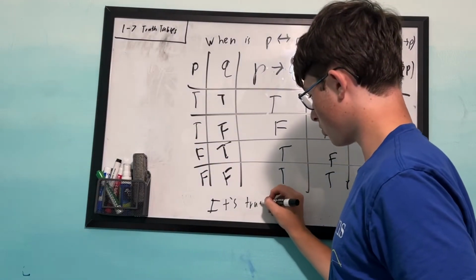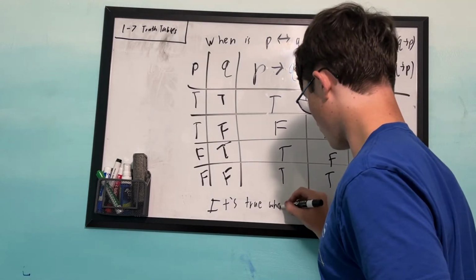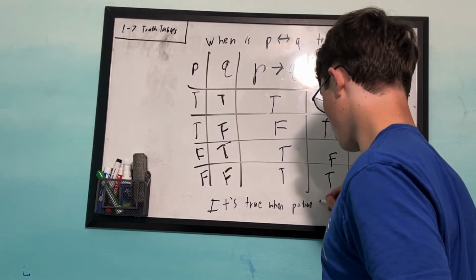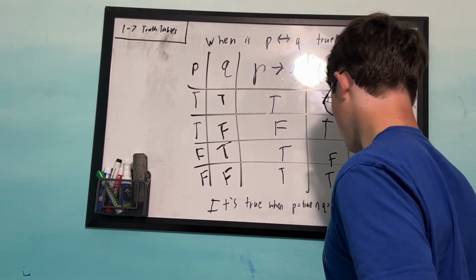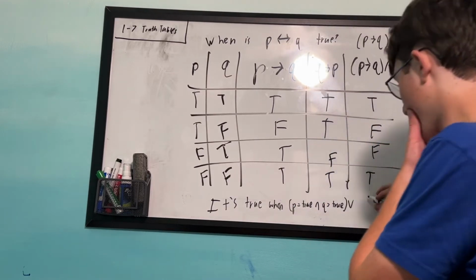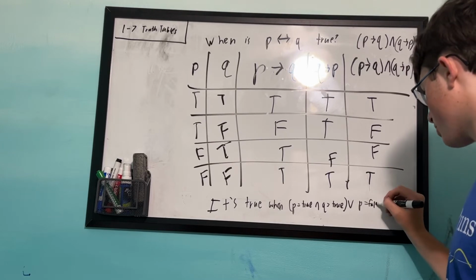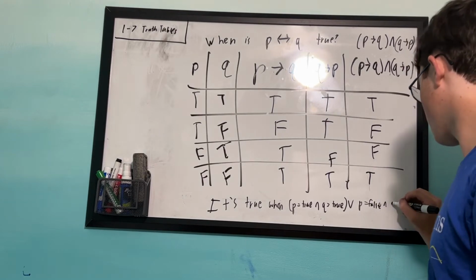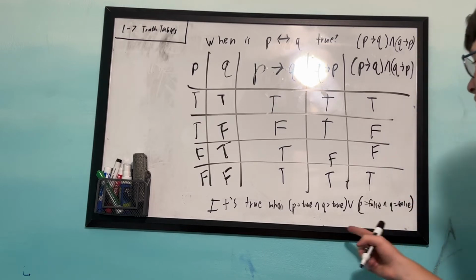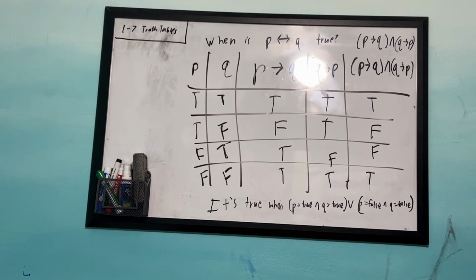It's true when p is true and q is true, or when p is false and q is false. So if one of these holds up, then if and only if is going to hold up.